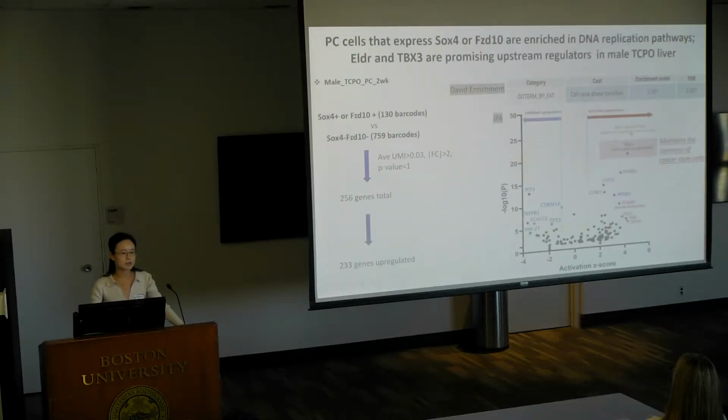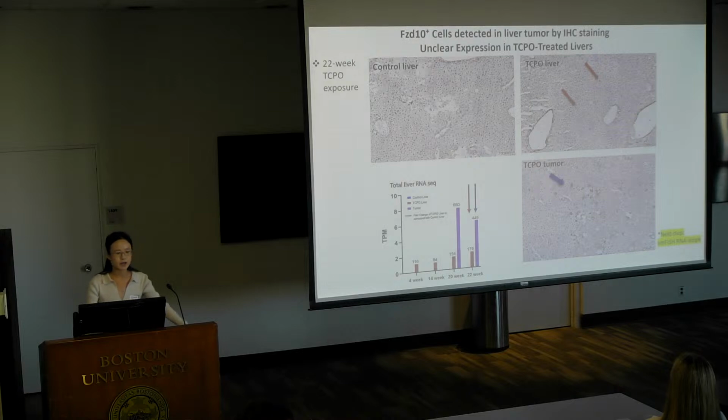So considering that, our next step is that we did a differential gene expression between the cells that either expressed SOX4 positive or frisoten positive versus double negative. And we got 233 genes. And the DAVID enrichment analysis shows that these genes are enriched in cell cycle and DNA replication pathways. And the IPA result shows that ELDR and TBX3 are promising upstream regulators whose function is maintaining the stemness of the cancer stem cells.